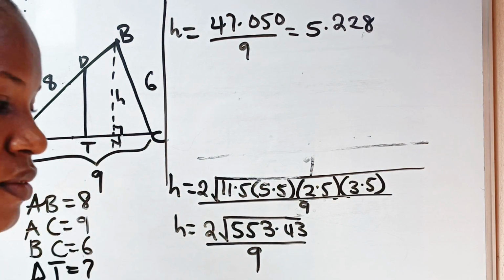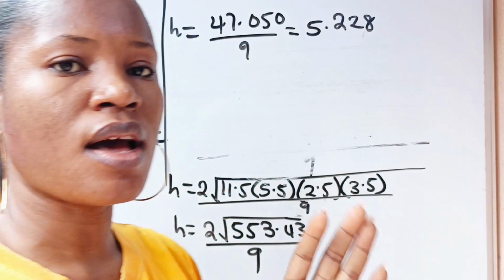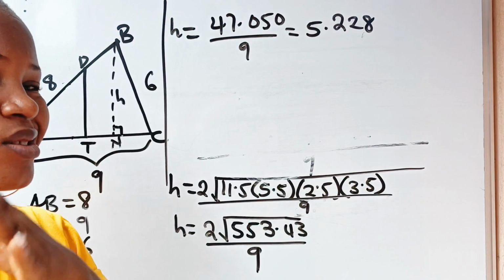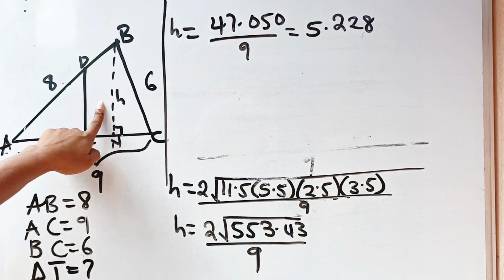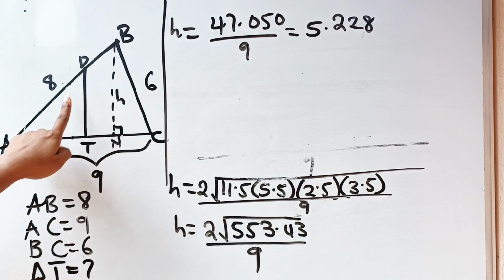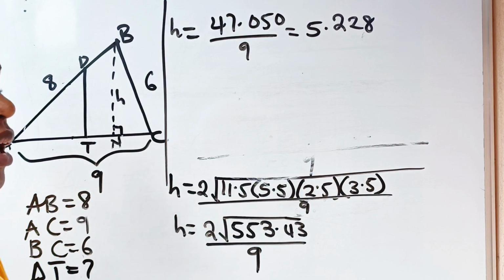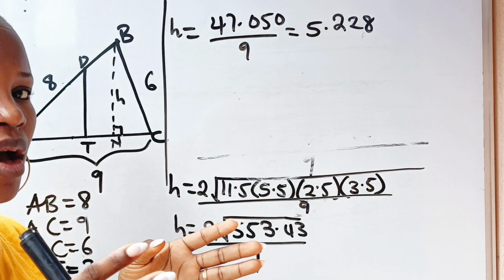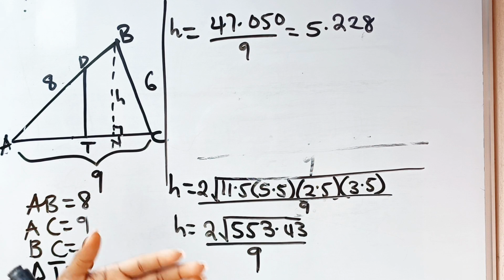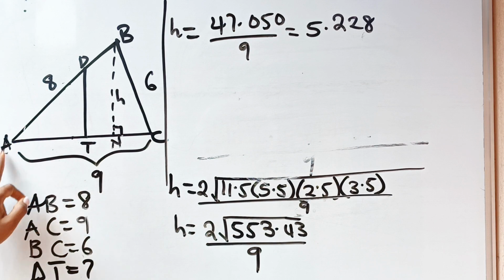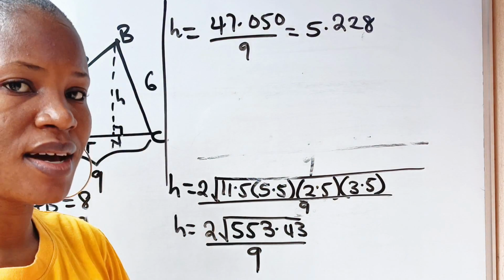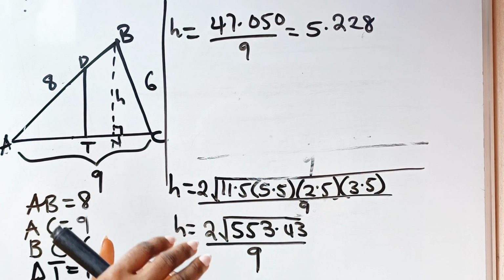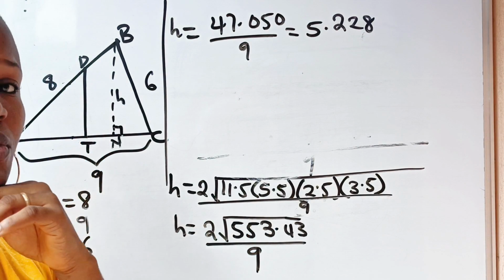Now why are we getting the value of our height? There is a theorem that states that the area of two similar triangles is equal to the square of the ratio of their corresponding sides. If I manage to get the area of triangle ADT and the area of triangle ABN, which happens to be similar to triangle ADT, I will use this theorem to get DT, which is the length we are looking for.